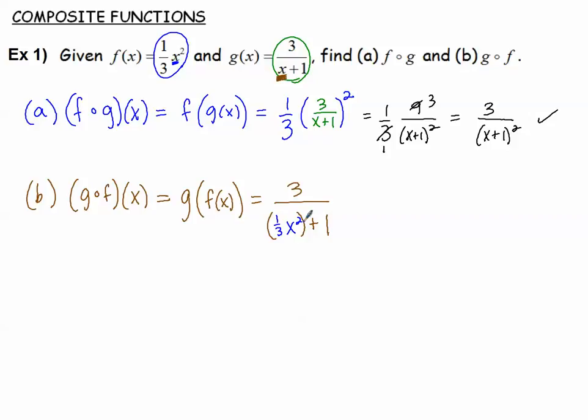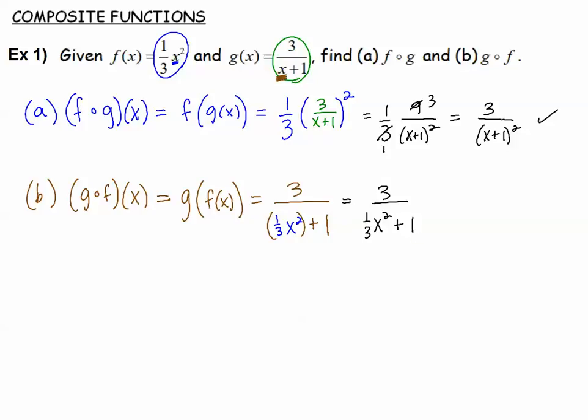And now I can simplify. 3 is still on top. 1/3 x squared doesn't really need parentheses, plus 1. Now this is a complex fraction, meaning a fraction inside a bigger fraction. I don't want that. So how am I going to get rid of that?